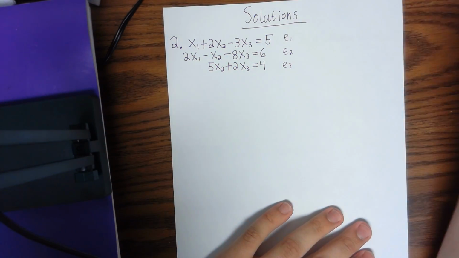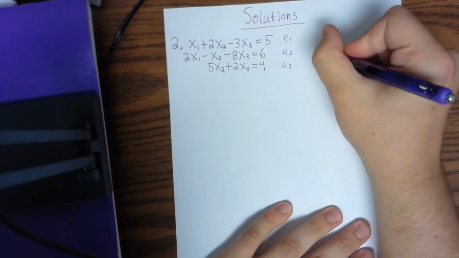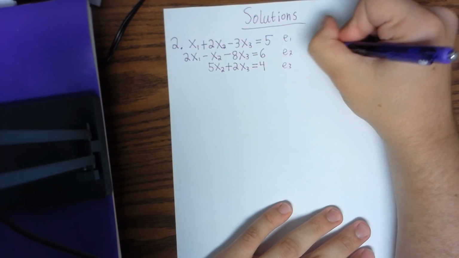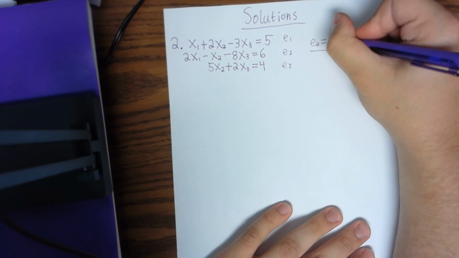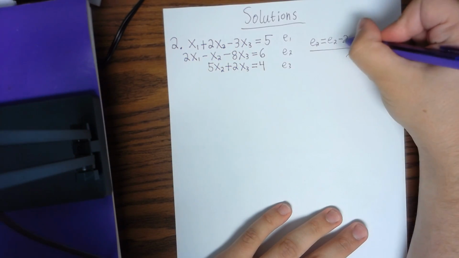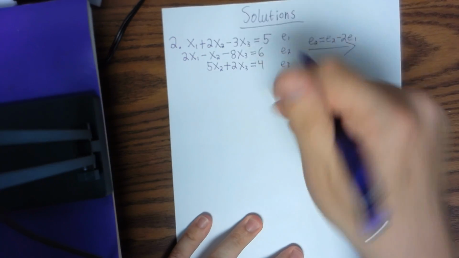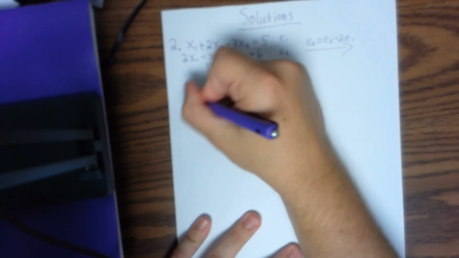Well, we want to cancel out this x1 here. So we're going to do the following. We're going to say, all right, our second equation is going to equal our original second equation minus 2 copies of our first. And in doing so, our first equation stays the same.